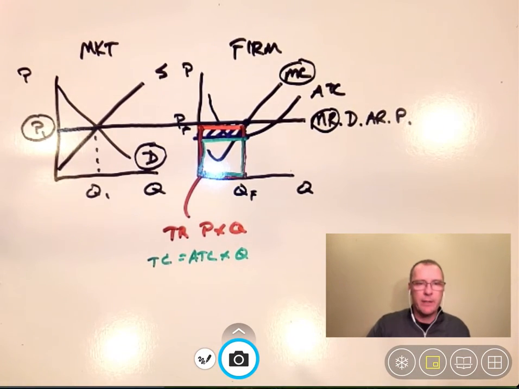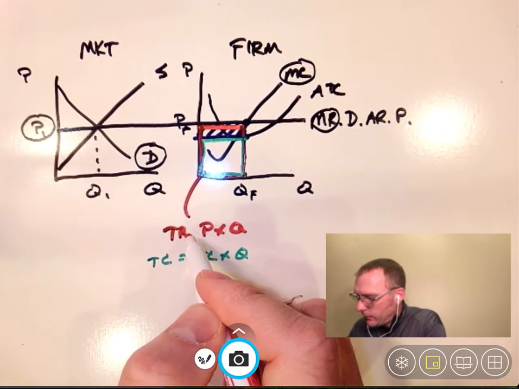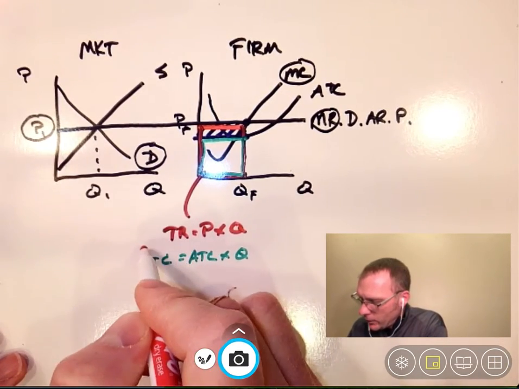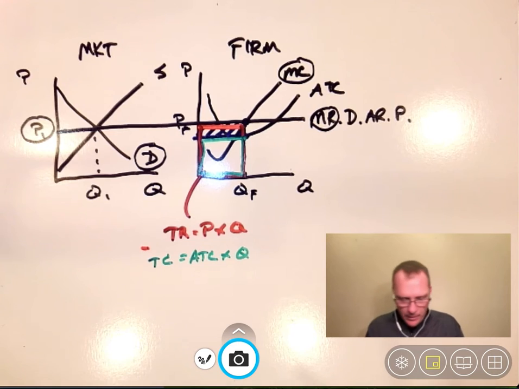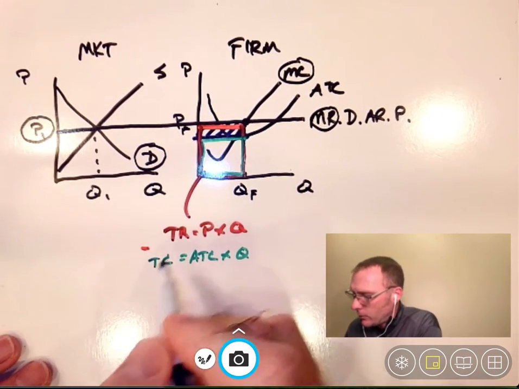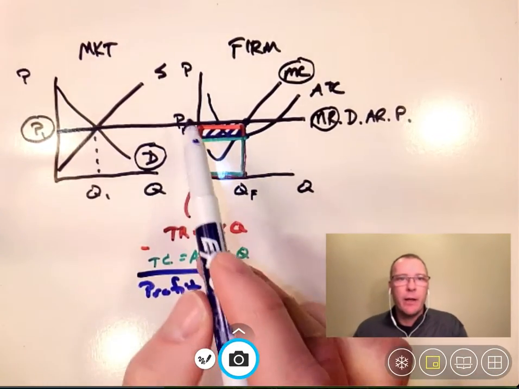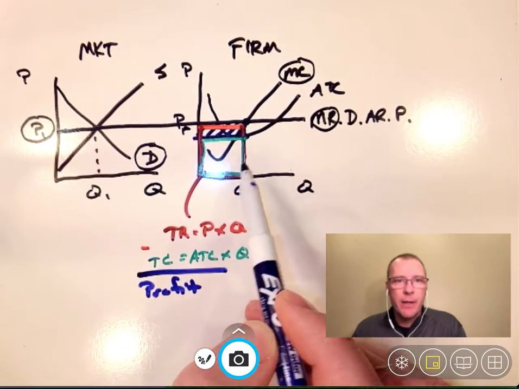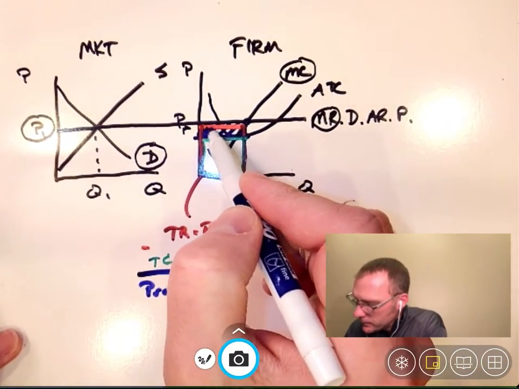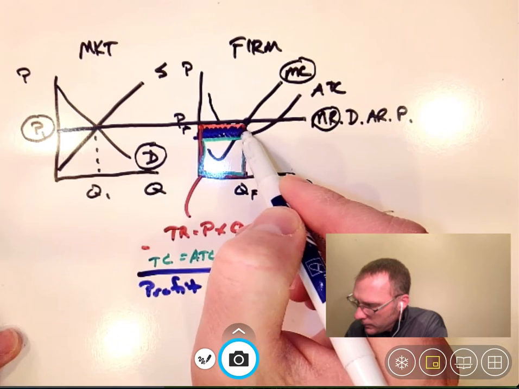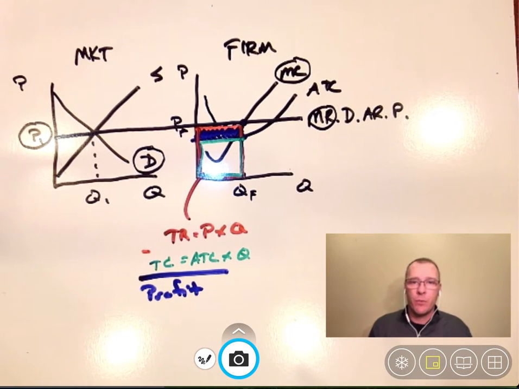Total revenue is price times quantity. Well, if I know total revenue minus total cost is equal to my profit box, right? Total revenue minus total cost equals profit. Well, then my red box minus my green box is equal to this purple box. And that purple box for me is going to be my profit.